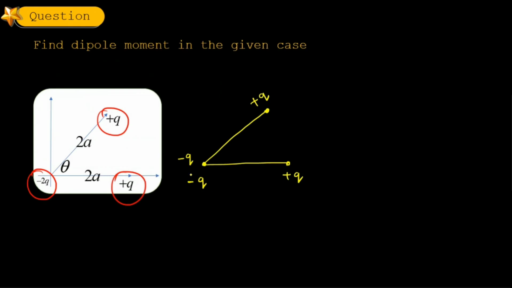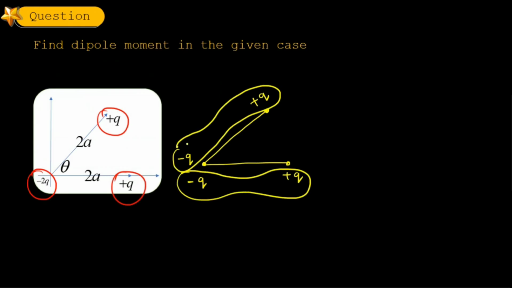So for these two charges, there must be a dipole moment. For these two charges also, there must be a dipole moment, as they are separated by some angle theta. So we can say that for the first two charges, the dipole is directed this way, negative to positive. Direction is important. And again, for this particular charge, it is going to be directed from negative to positive, like that. So here we understood that there are two dipoles separated by some angle theta.